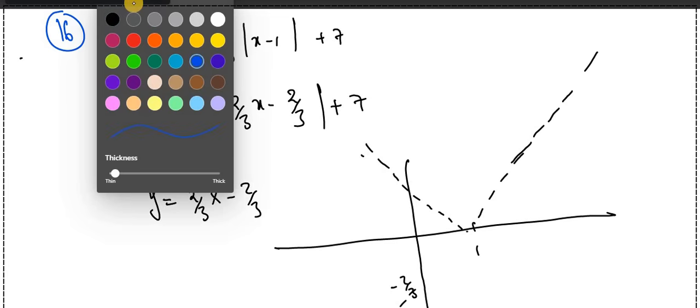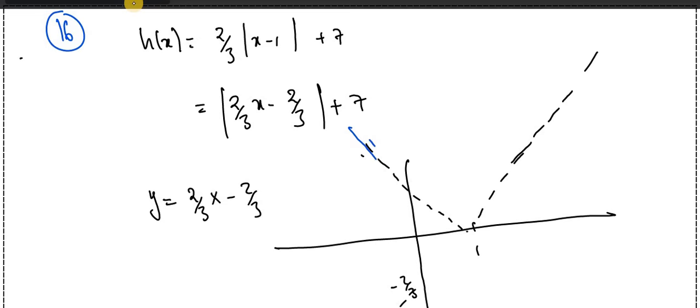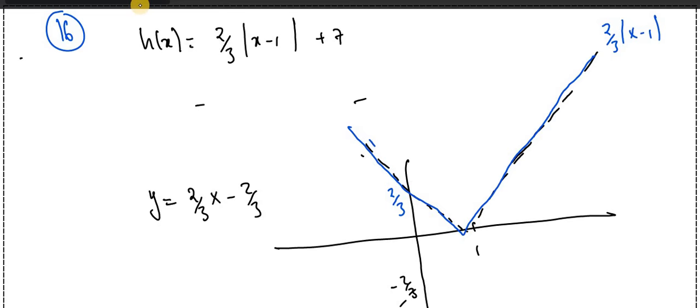Let me put it in blue. So our graph should be like this. This is the graph of 2/3 x minus 1. That's a graph here, passing at 2/3. But then we have to move this thing 7 steps up. So we have to add a 7 to this. So we're going to have it here. Yeah, so let me just show you how we are going to get this.